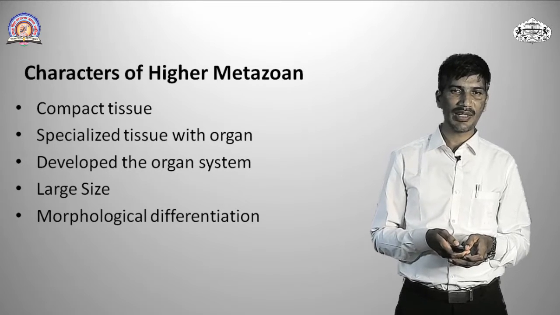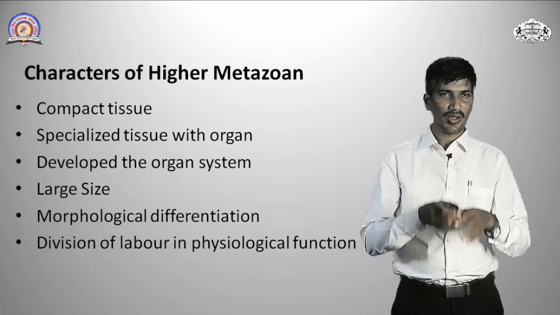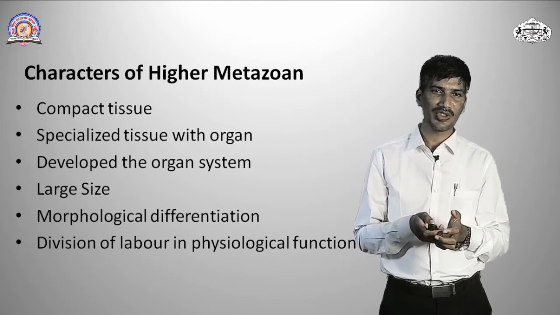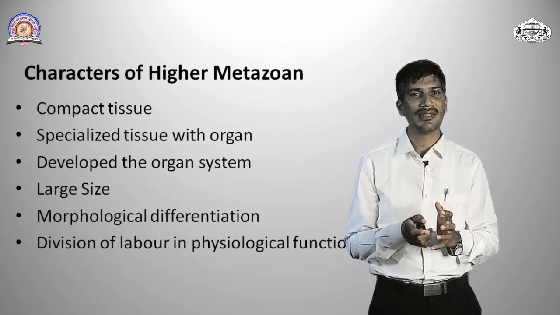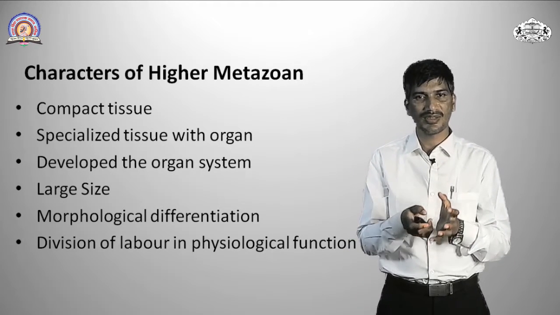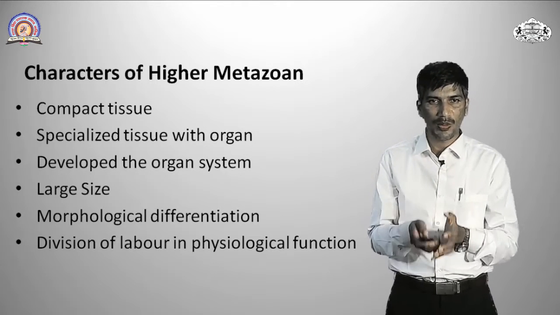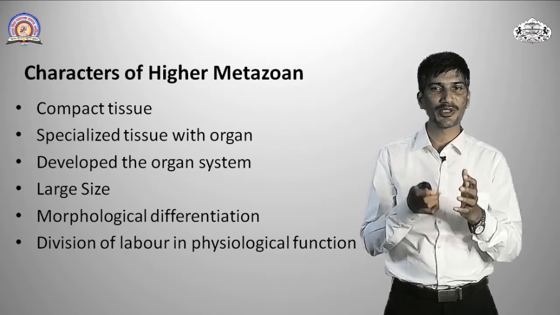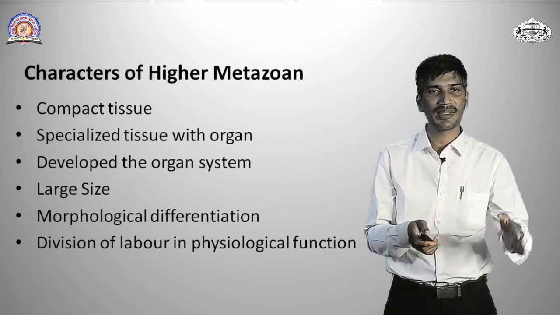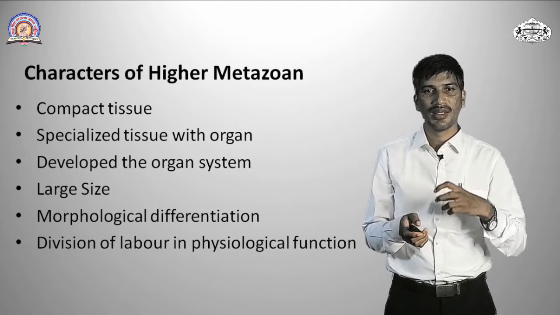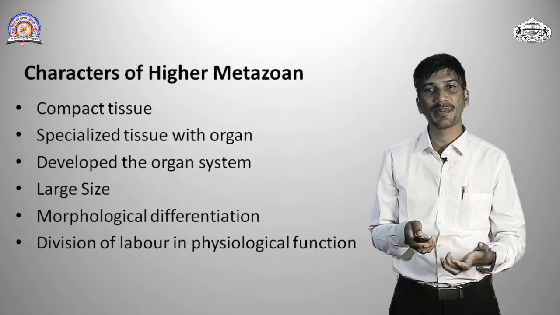Morphological differentiation we will observe in the different types of metazoan animals. In all these animals there is specialized tissue. Ultimately, the specialized tissues develop into specialized organs, then specialized organ systems, and in the whole body the different physiological functions are segregated by different organs. Therefore, in the organism's body there is a division of labor of different physiological functions.